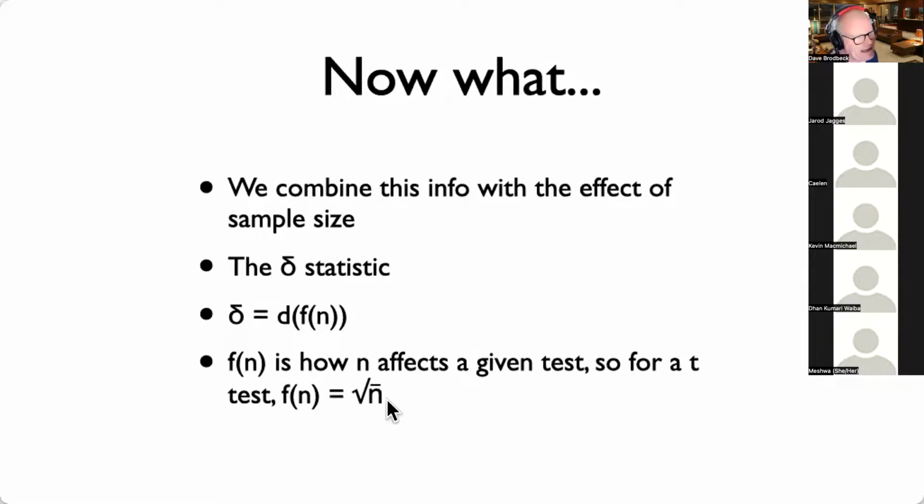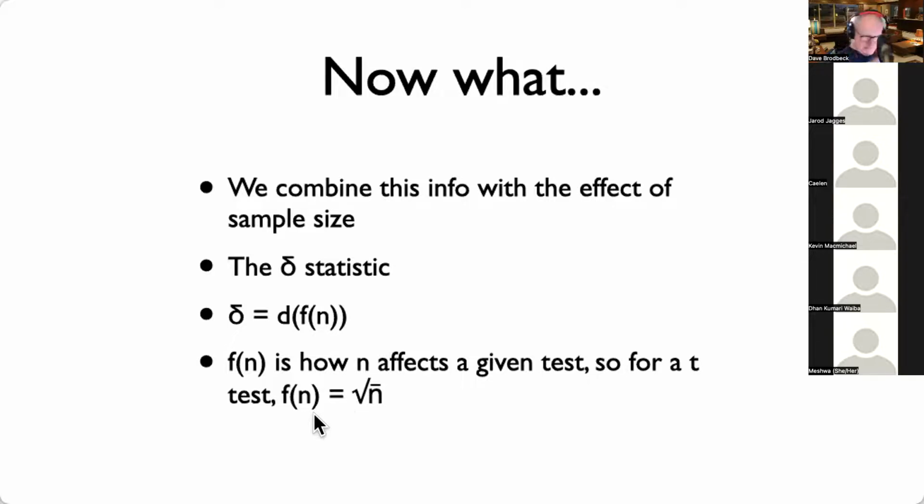Well, f of n is how n is affected by a given test. So for a t-test, f of n equals, and I didn't have a square root sign available with the regular font, so that means square root of n. It's not n bar. So it's the square root of n, okay? So f of n is how n affects a given test. So for a t-test, f of n equals the square root of n.